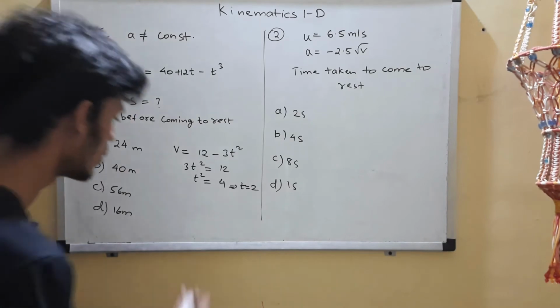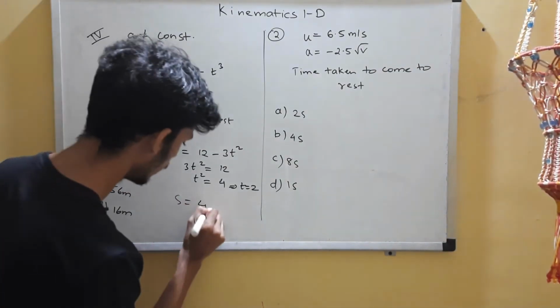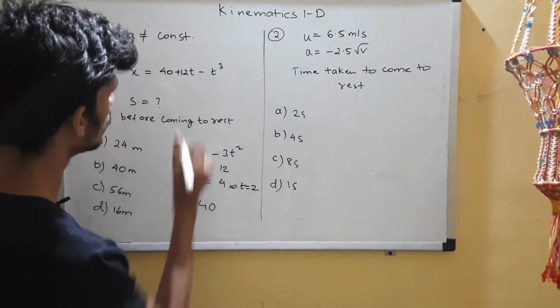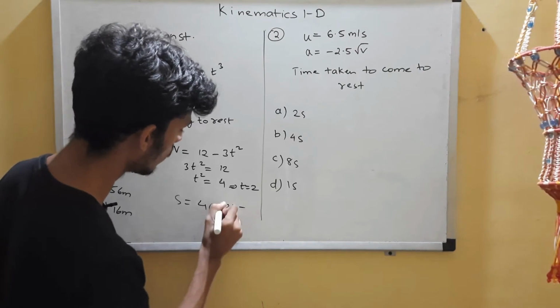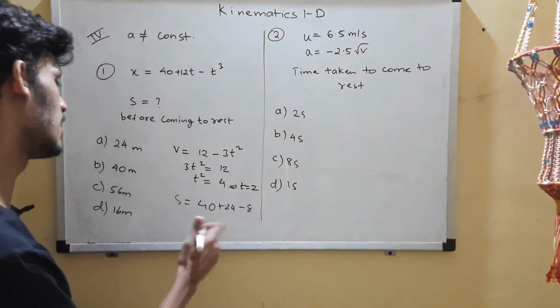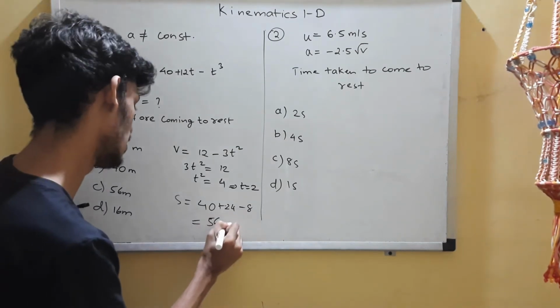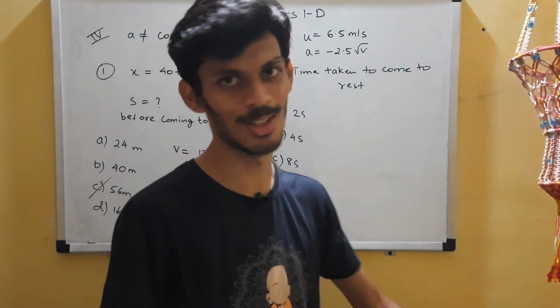Okay, now just substitute it over here and that should give us our s. So 40 plus 12 into 2, 12 into 2 is 24, minus t cube. 2 cube is 8, so 24 minus 8 is 16, 16 plus 40 is 56 meters. Okay, so 56 meters. Option C is the correct choice over here.